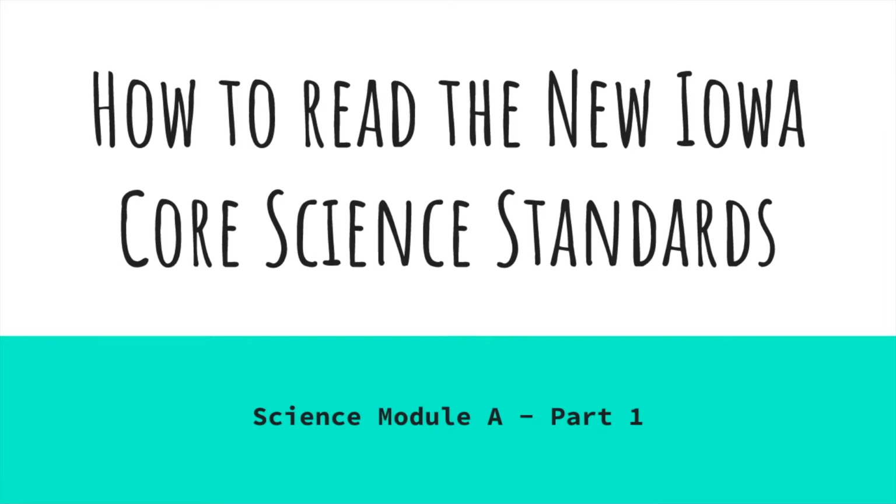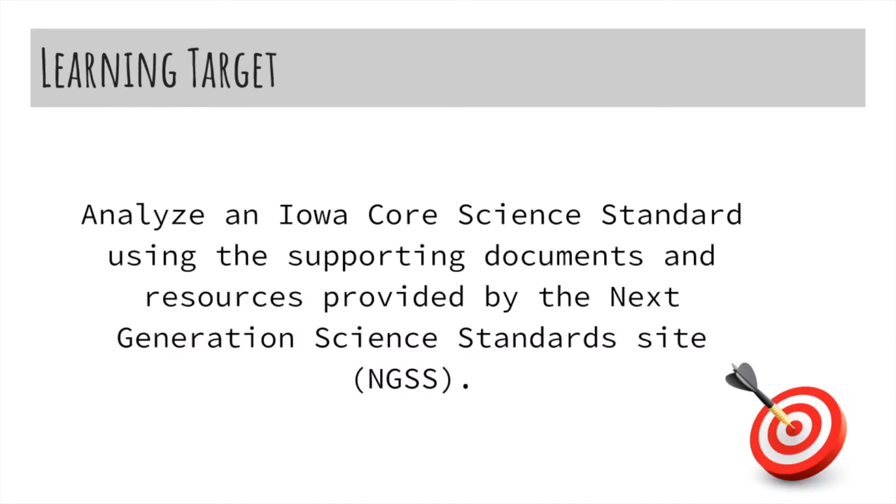How to read the new Iowa Core Science Standards, Science Module A, Part 1. Our learning target for this module is to analyze an Iowa Core Science Standard using the supporting documents and resources provided by the Next Generation Science Standards site, or NGSS.